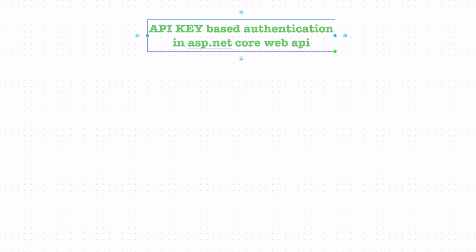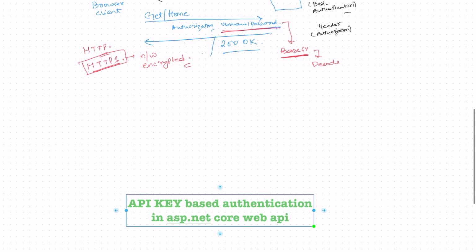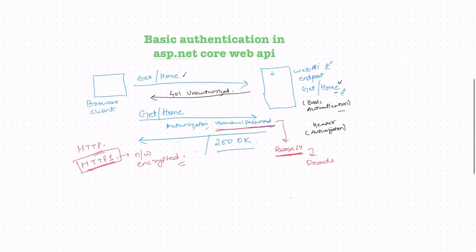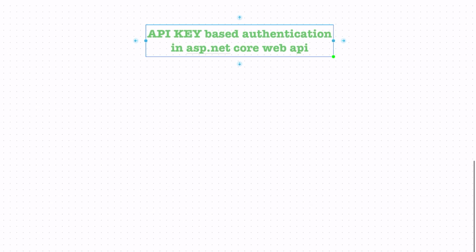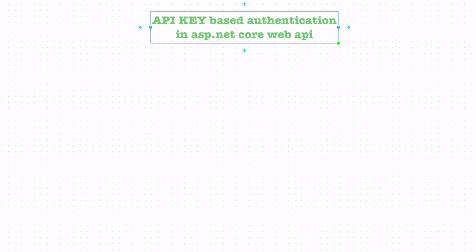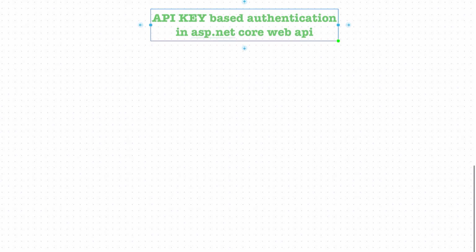So let's jump in. In the previous video, we learned about basic authentication in ASP.NET Core Web API. Today, we are going to move a step forward and I'll show you how this API key based authentication works. But first things first, what is an API key?